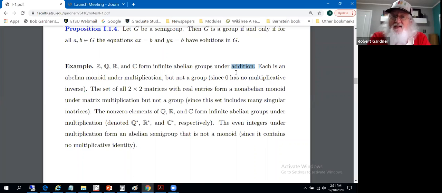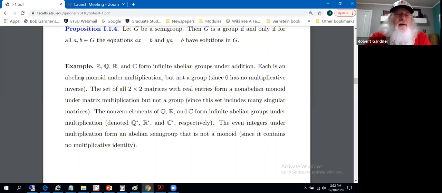0 is the additive identity. It's in all 4 of those structures. Oh, and addition is commutative on all of these structures. So infinite, because there's so many numbers, abelian from the commutativity, and inverses and identities. Everything's covered with that with respect to addition.